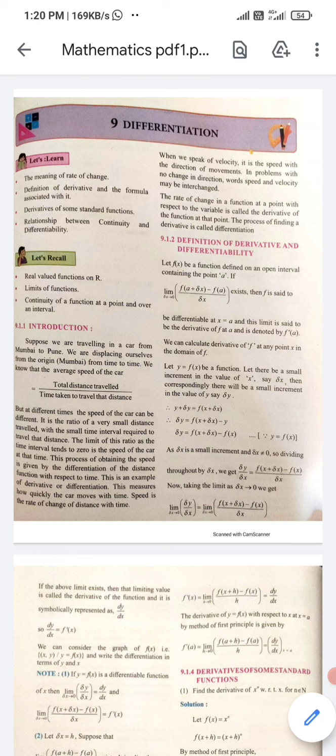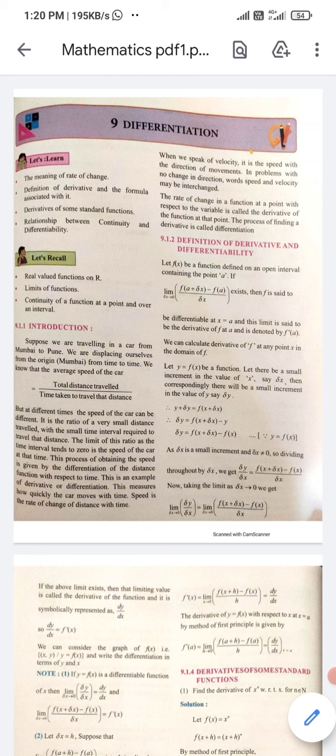By cross multiplication, [cos x - cos(x+h)] divided by cos(x+h) into cos x. So limit h tends to 0, cos x minus cos(x+h), that is 2 sin((2x+h)/2) times sin(-h/2), divided by h cos(x+h) cos x. Taking 2 outside, minus and minus become plus, so minus 2 and minus h gives plus 2, limit h tends to 0, sin((2x+h)/2) upon cos(x+h) cos x.